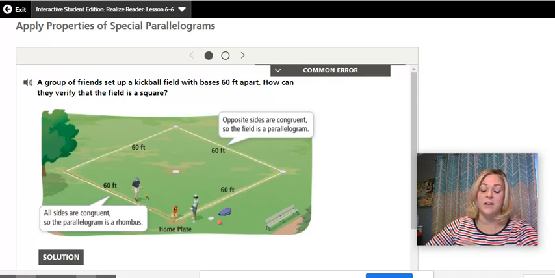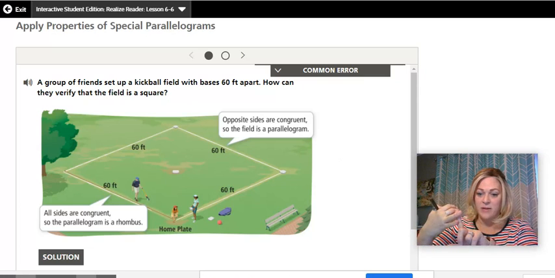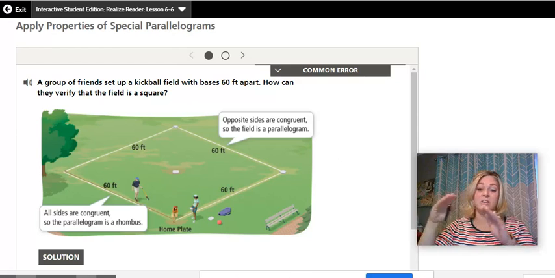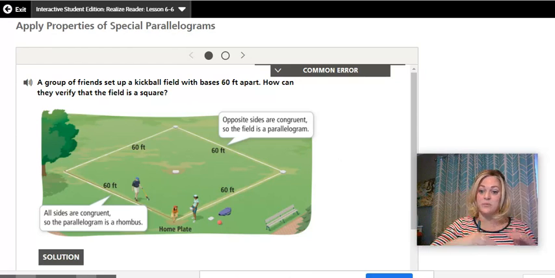So all sides are congruent. It is a parallelogram. If we deal with the diagonals, then we can prove that it's a rectangle. But a rectangle that is also a rhombus is always a square. So what we would have to do is measure from like first to third base and home plate to second base and see if those diagonals are congruent. And if they are, then we're good. And it would definitely be a square.